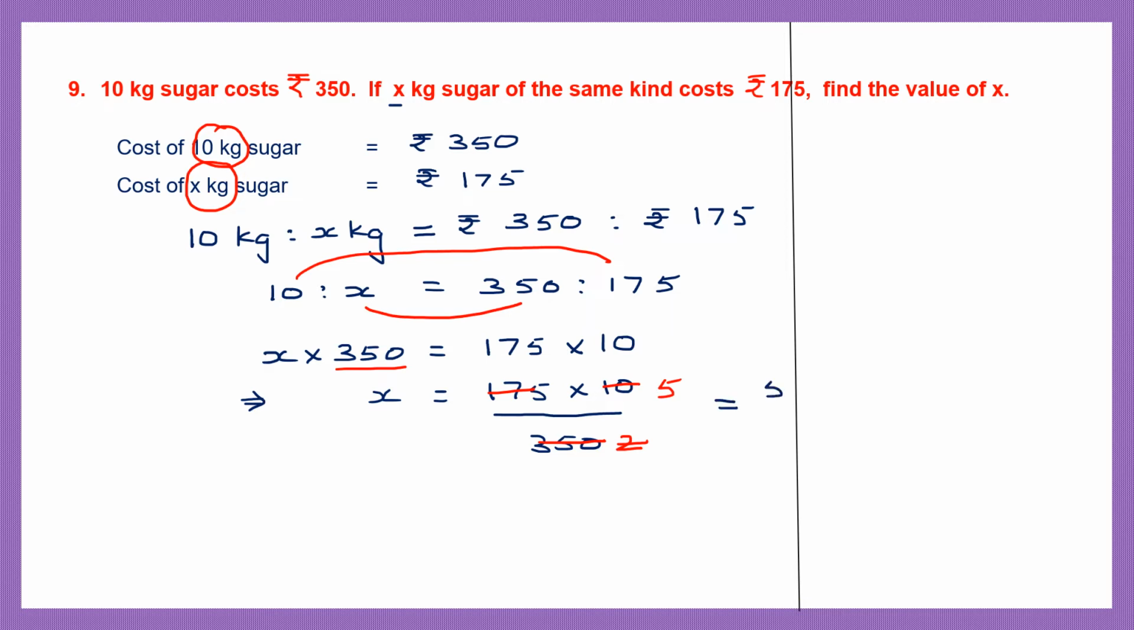So what do we have left here now? In the numerator we have 5 and nothing in the denominator. That means x is equal to 5. So what is x in the question? X kg of sugar, isn't it? So our answer will be 5 kg of sugar will cost 175 rupees. So they've asked us to find how many kgs. So we have found the answer. 5 kgs of sugar will cost this much.